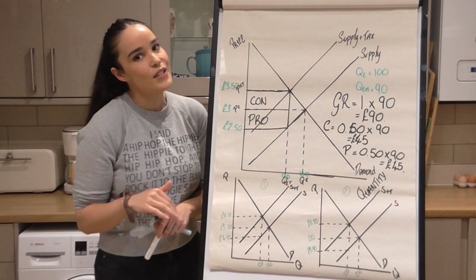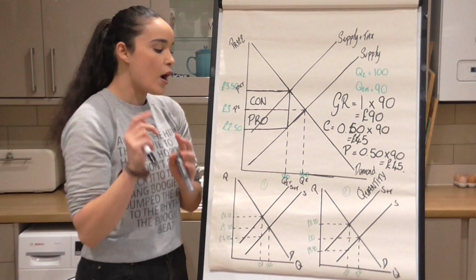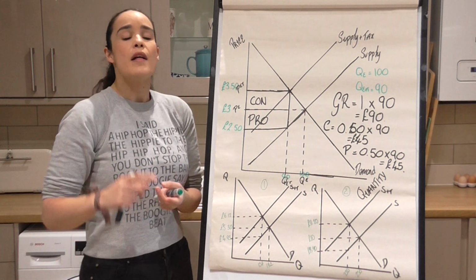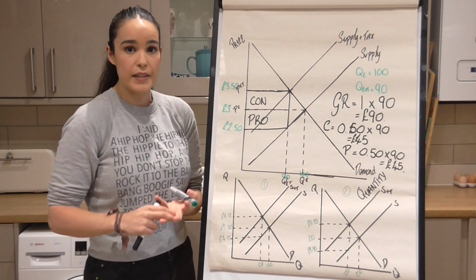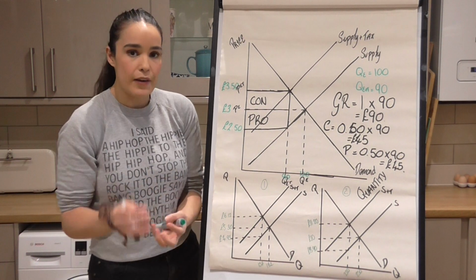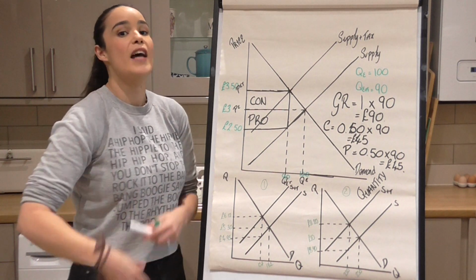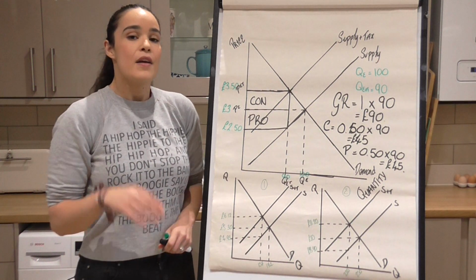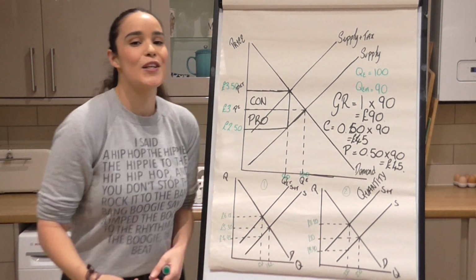So I'd like you to pause the video and have a go at these two examples here. What I want you to do is work out the overall government revenue, then work out the consumer burden, and then work out the producer burden. Like I said, my advice to you very much is to work out the consumer burden, work out the producer burden, add them together and see if it equals the government revenue. Then you know you've done everything right. So pause the video, have a go at doing this one and this one, then we're going to go through it together.